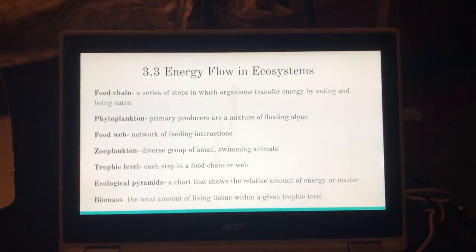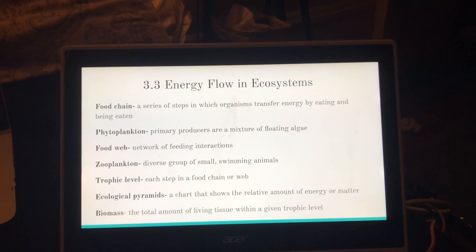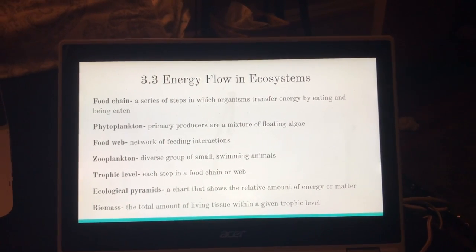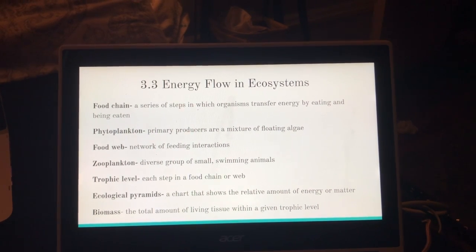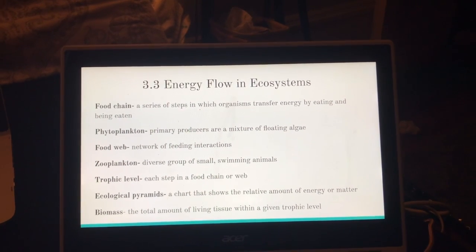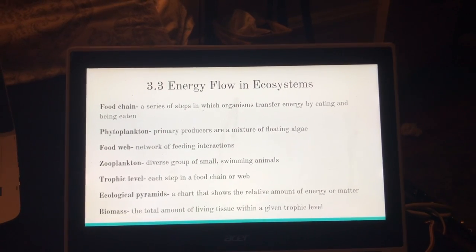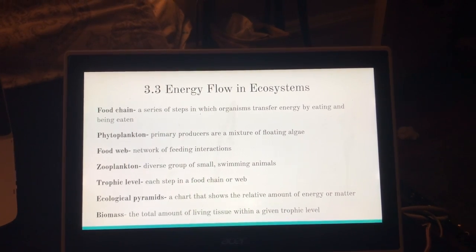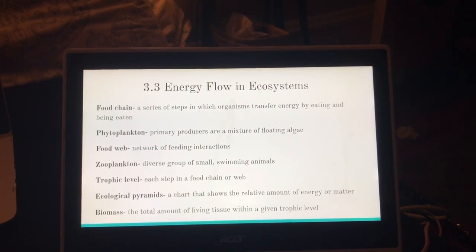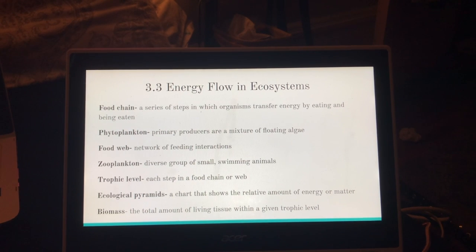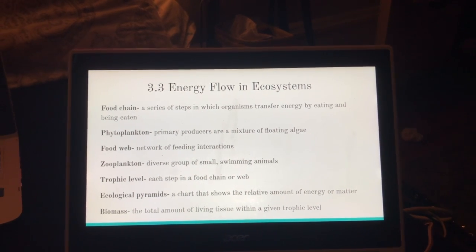Section 3.3, Energy flow in the ecosystems. Our vocab words are food chain, a series of steps in which organisms transfer energy by eating and being eaten. Phytoplankton, primary producers that are a mixture of floating algae. Food web, network of feeding interactions. Zooplankton, diverse groups of small swimming animals. Trophic level, each step in a food chain or web.